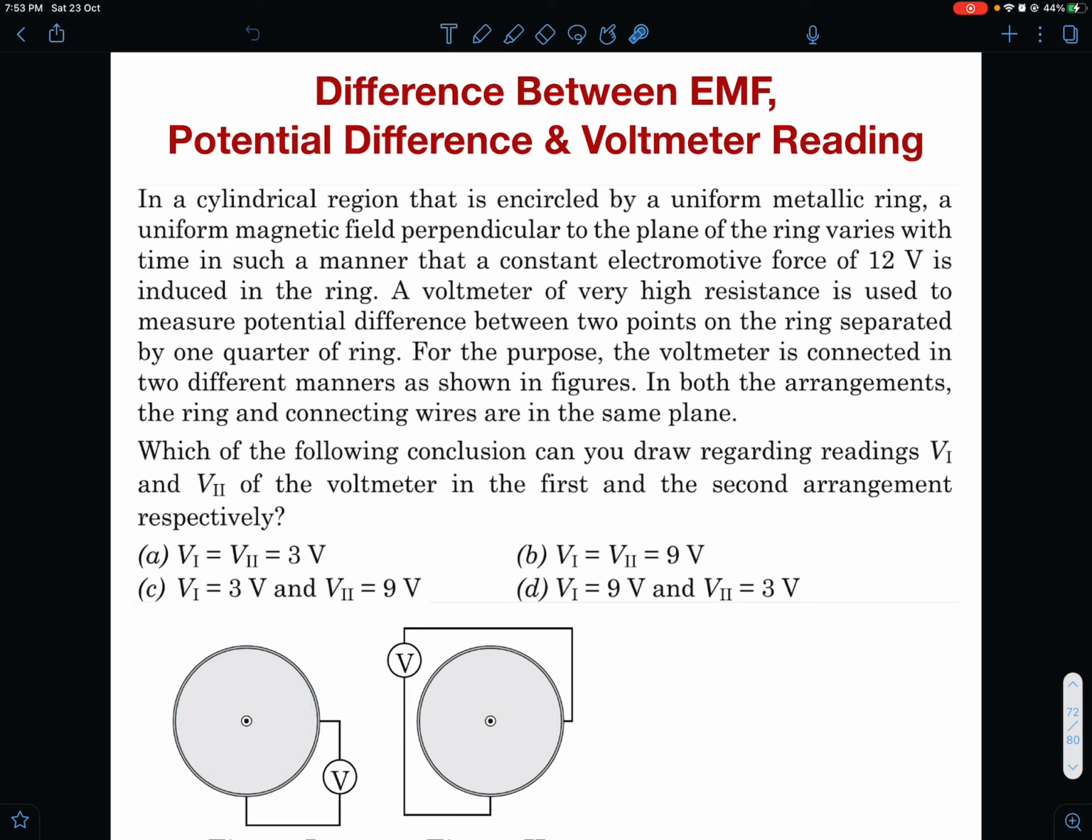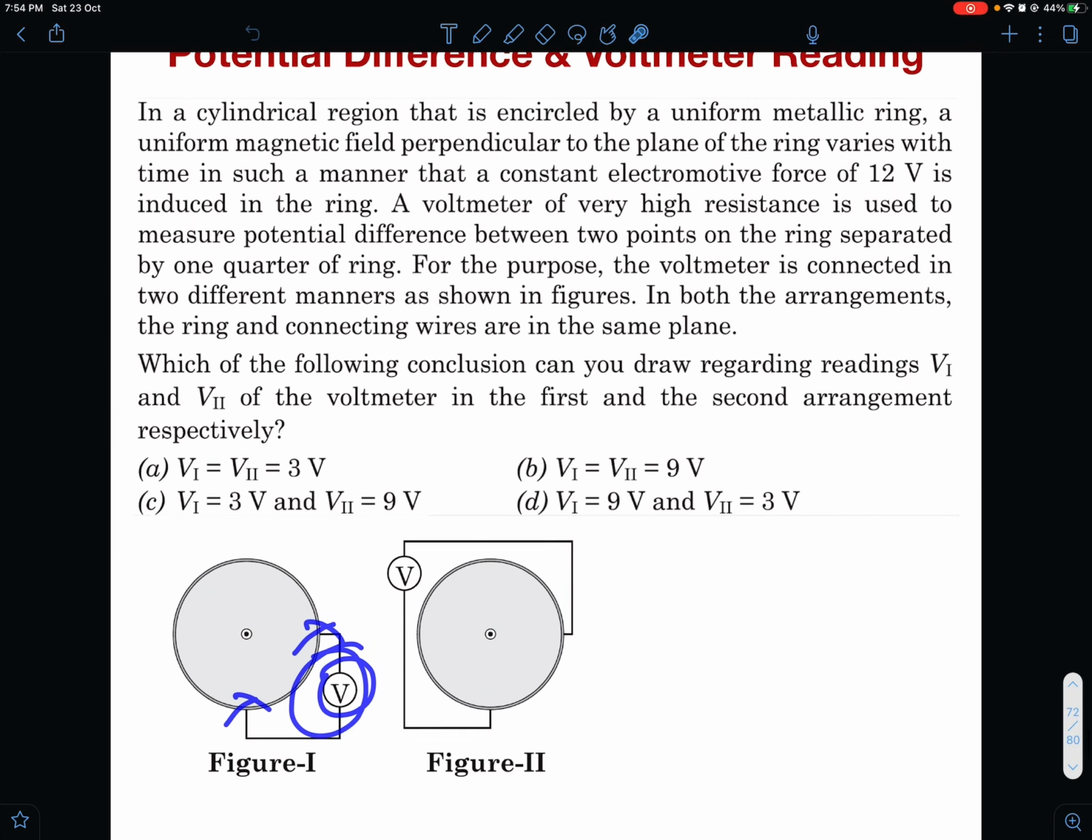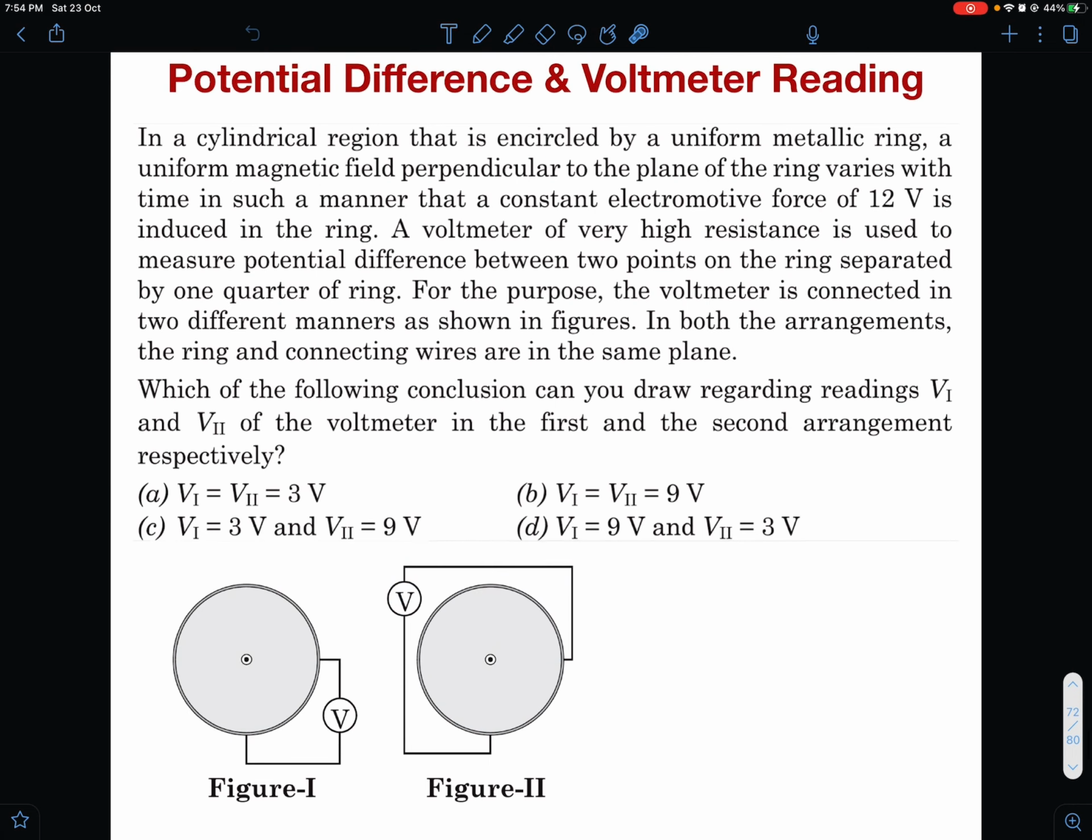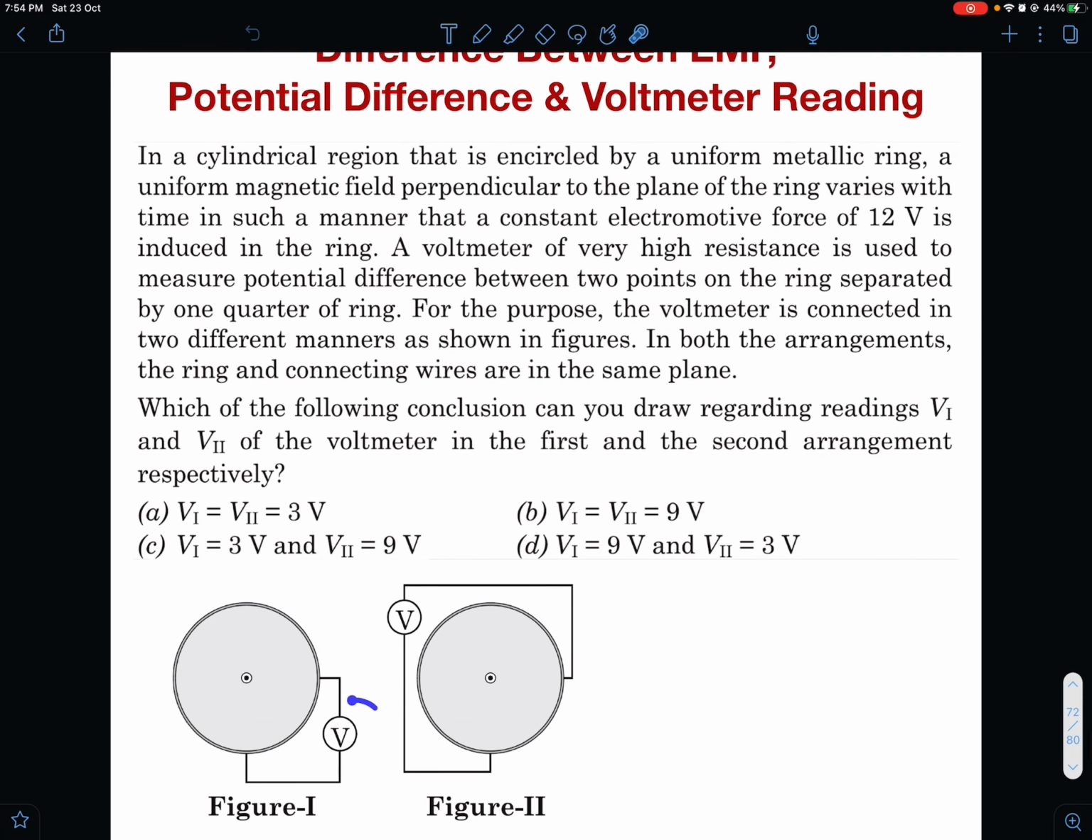Because of the time varying magnetic field, there's going to be an EMF induced in this. Let's say the induced EMF is 12 volts. That's what it says, that induced EMF in both cases is 12 volts. So what's the difference? In the first case, I've attached a voltmeter between these 2 points like shown in figure 1, and in the other case I have attached the voltmeter like this. And I have to compare the readings of the voltmeters in the two cases.